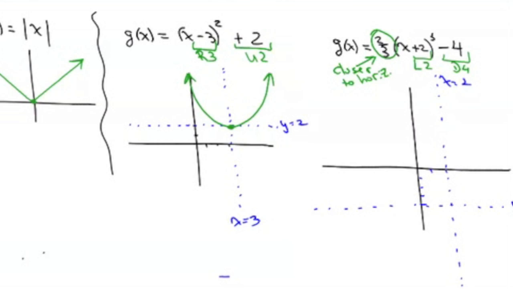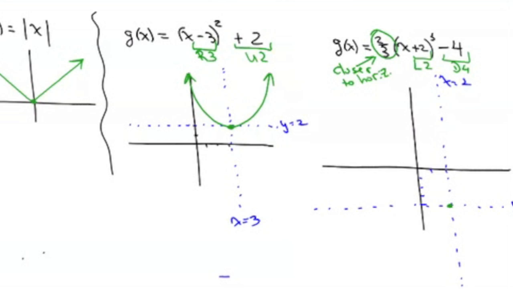So when I say closer to the horizontal, my graph is going to get closer to this line, y equals negative 4. But how do I show that the graph is actually getting closer to it? Well, I'm going to have to draw 2 graphs. One of them without the 2/3, and one of them with the 2/3. So the first one I'm going to graph as a dotted line.